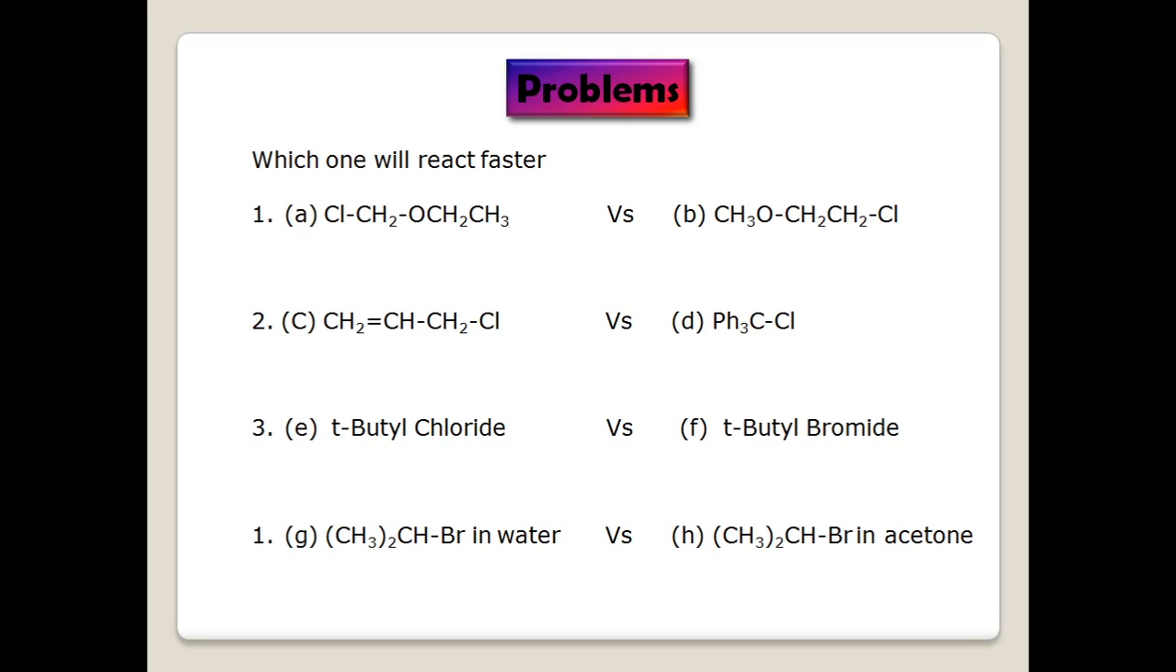Now in the third example, if we compare tertiary butyl chloride and tertiary butyl bromide, as we know, for bromide ion, polarizability is better than chloride ion, meaning bromide ion is a better leaving group. That means F is better for SN1 reaction than E. Now coming to G and H, in both cases the substrate is the same, the difference is in solvent. First one is water, second one is acetone. Here also we know the particular solvent that is better for SN1 reaction, so G will work better.